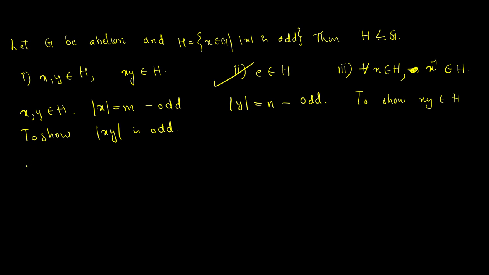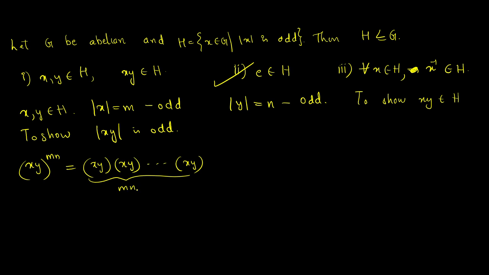Consider mn. Consider (xy) to the power mn. What is this? This is nothing but xy times xy, and so on, times xy, mn times. Now we will use associativity, and in the first two pairs we will keep it as x times y, x times y, and the rest of the pairs we will keep as xy itself. This is by associativity.